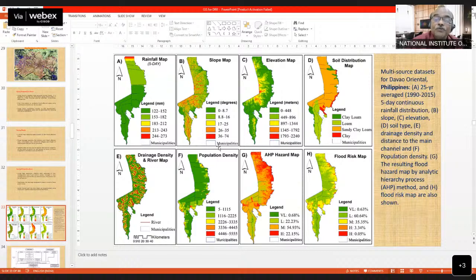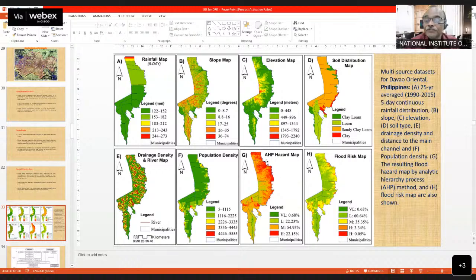Now here the slope is also taken in five classes, and the municipality boundaries are there in these blue and black lines. And here another map is taken, that is the elevation. Maximum elevation is in red color, 2240 meter, and the lowest is the solid green color, that is 448 meter. So these areas have been categorized and depicted in solid colors. Similarly, soil type is there, clay loamy soil is in green, and this one is sandy clay. And similarly the drainage density map is also shown here, and population density, because the vulnerability will be calculated on the basis of population density.